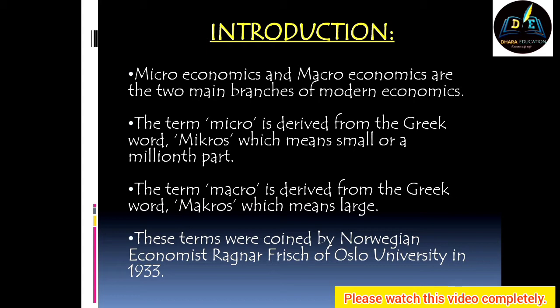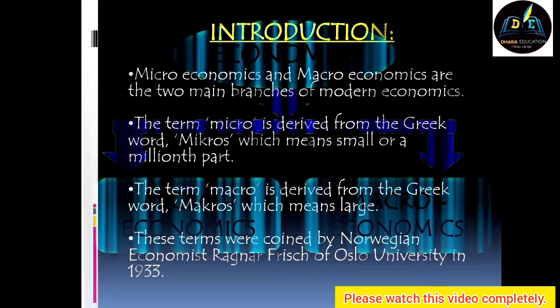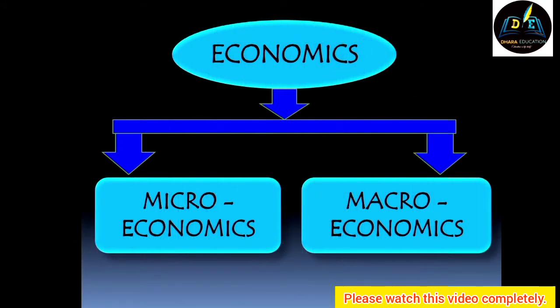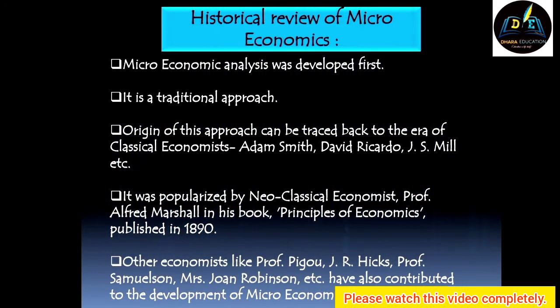Students, it may come in your objective kind of questions. This is the diagram I have made for better understanding. The more you visualize, the more you will come to know what economics is all about. So economics is divided into two criteria, that is microeconomics and macroeconomics. We are now going to see the historical review of microeconomics.